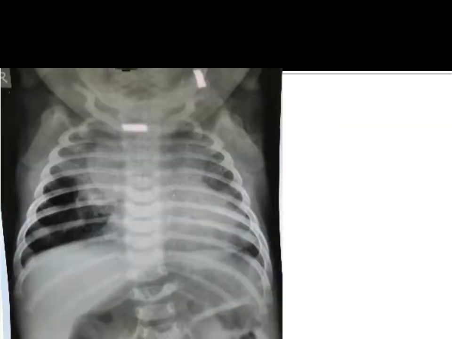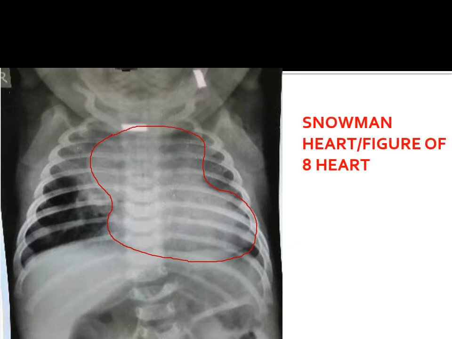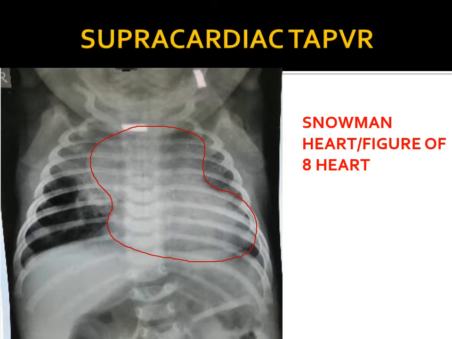The next radiograph shows that the heart has assumed a figure-of-8 appearance. We can also call it the snowman-shaped heart. This is classically seen in supracardiac type of total anomalous pulmonary venous return. It is a condition in which all the pulmonary veins, instead of draining into the left atrium, drain either into the systemic circulation or into the right atrium.